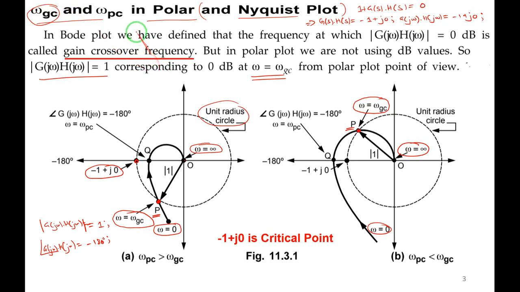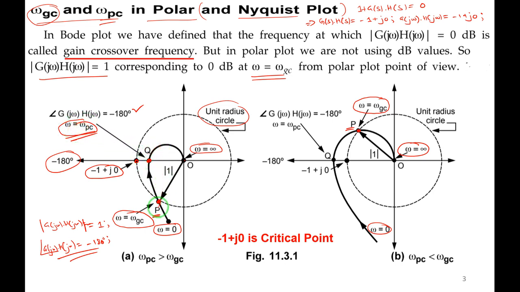Next, how to find the phase crossover frequency. For the phase crossover frequency, the reference is minus 180 degrees. So this is the minus 180 degree reference line. The polar plot intersects the minus 180 degree reference line at point Q, and the corresponding frequency we call ω_pc, the phase crossover frequency. At this point Q, the angle of G(jω)H(jω) is equal to minus 180 degrees. Whenever the polar plot intersects the minus 180 degree reference line at point Q, the corresponding frequency at point Q we call the phase crossover frequency.